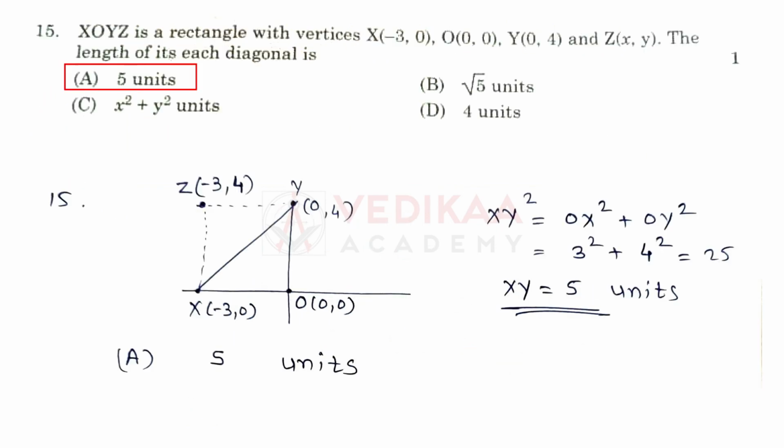Next one, question number 15. Rectangle was given to you. Four vertices, three vertices are given and the fourth one is x comma y. The length of each diagonal. So if you see the figure, you can easily find out that again by using Pythagoras theorem you can calculate the length of the diagonal. Here the distance OX is 3 and OY is equal to 4. So using Pythagoras theorem XY is coming out to be 5 units. Okay, so easily you can calculate this by using Pythagoras triplets also. If you know the triplets, then within 10 seconds you may have answered this particular question.